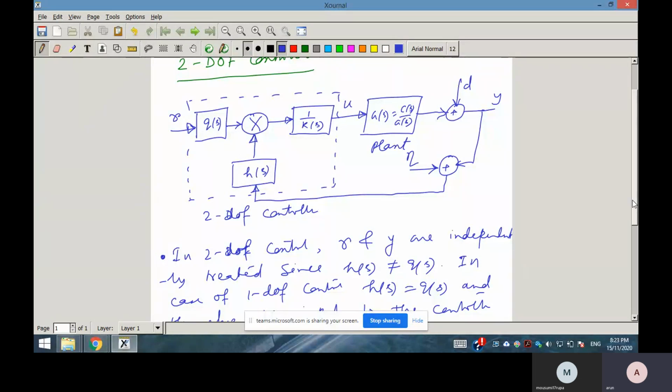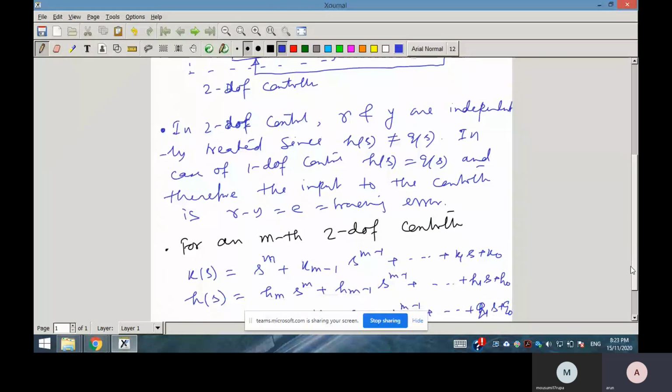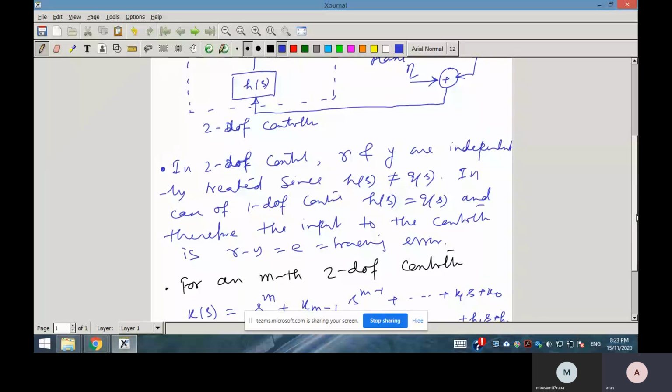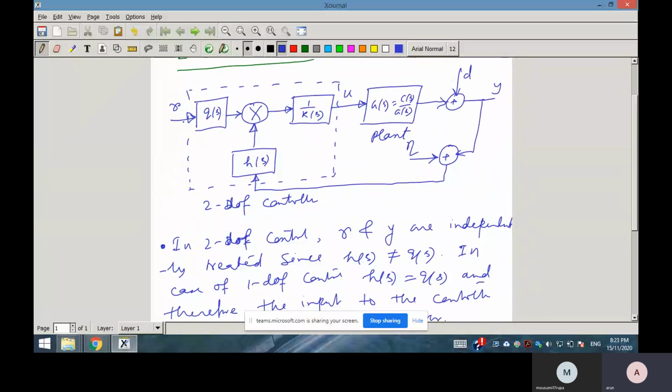Now naturally the question is how to realize such a control, because ultimately HS and QS are polynomials. If you independently represent HS and QS, it will be a purely differentiator, a higher order differentiator. So physically it will not work. So then how to represent such a control law in a minimal fashion?